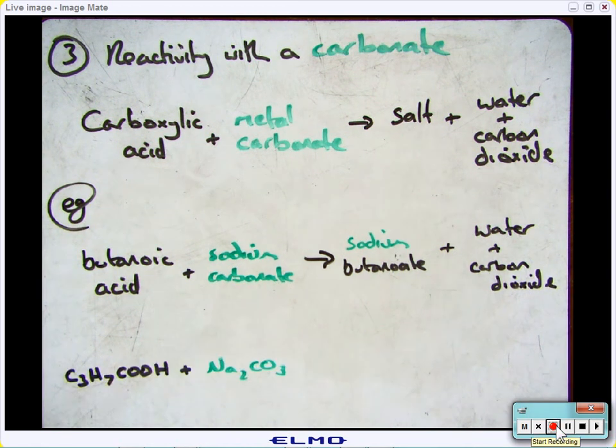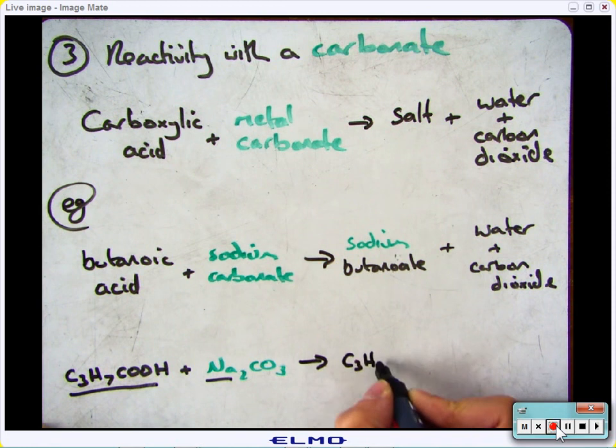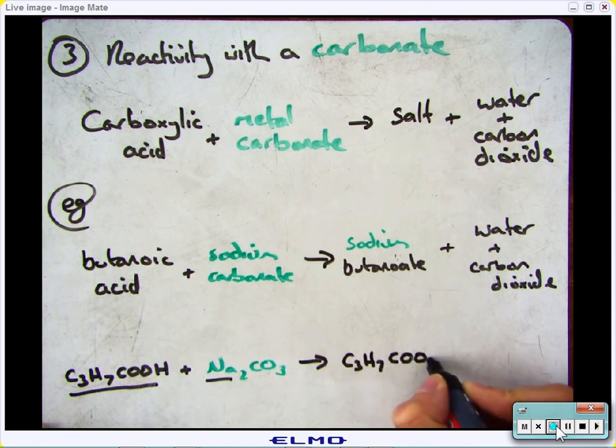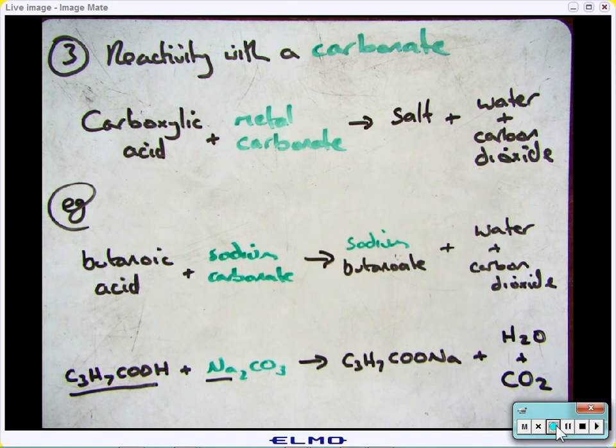So we'll start off with C3H7COOH, add it with sodium carbonate, which is Na2CO3, and then again the similar thing happens. The sodium reacts with the C3H7COO, so I get C3H7COONa, I get H2O, and I get CO2. Then it's just a simple case of balancing it, which is that. If you're not sure on any of that, come and see me and I'll go through it with you.